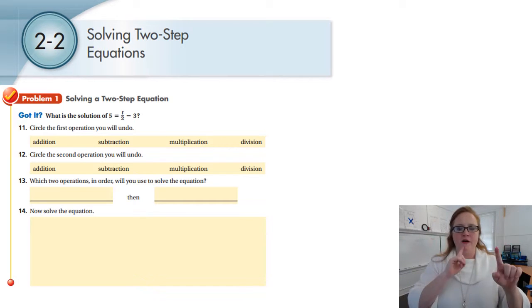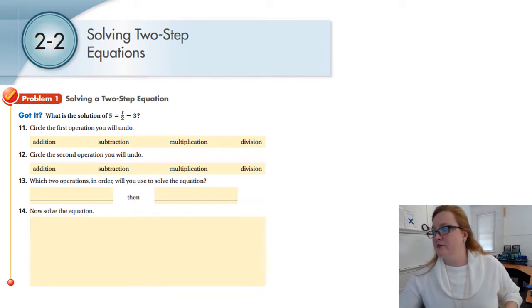Pause the video now and answer questions 11 through 14. Problem 1, solving a two-step equation. What is the solution of 5 equals t divided by 2 minus 3? Number 11, circle the first operation you will undo. Is it addition, subtraction, multiplication, or division? The answer is subtraction.